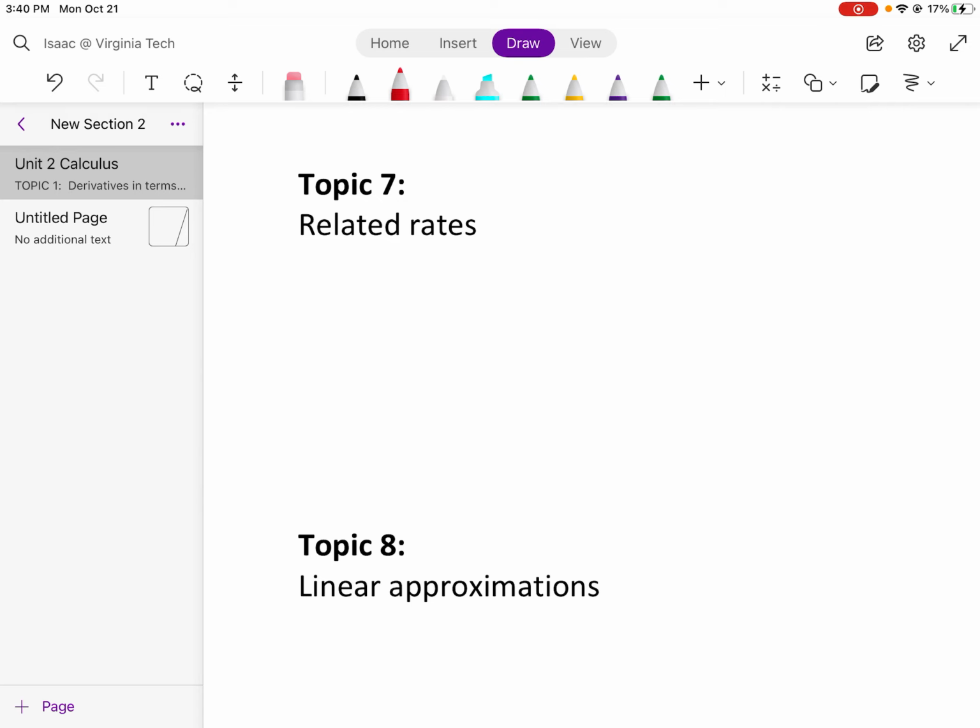A common example you might see for related rates is, let's say there's two people that are at this red point. One starts walking this way, one starts walking this way. And it asks, how does the distance between them change? So we're talking about, that sounds like a derivative, right?